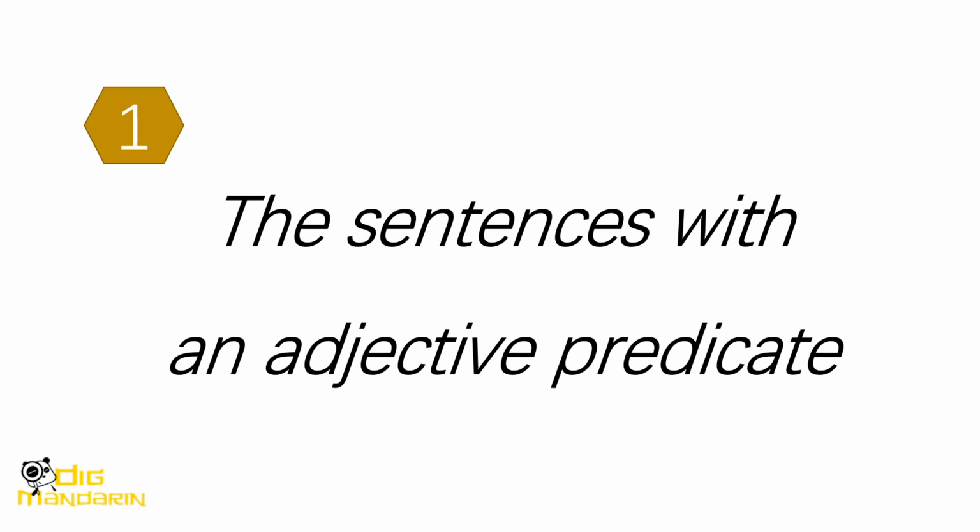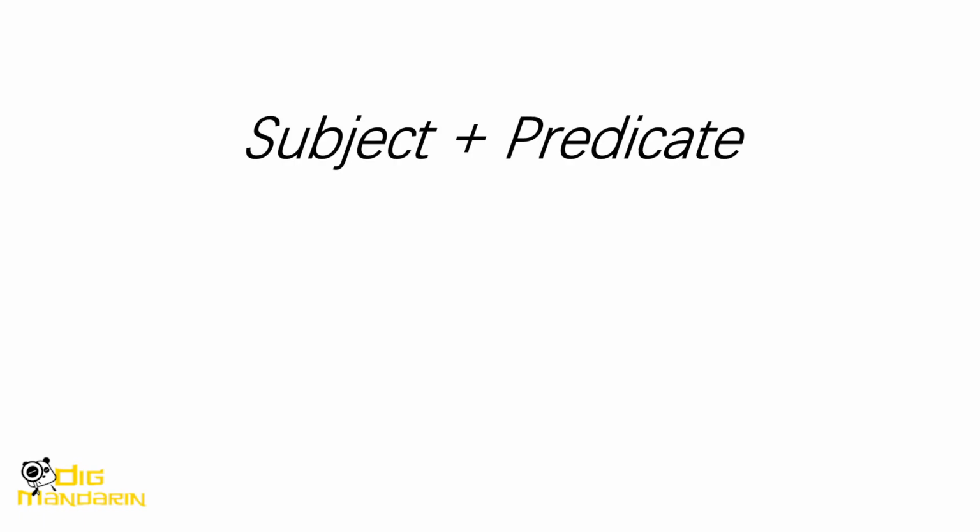So here in this part, we're going to look at some basic sentence structures. So now, let's get into them. Structure 1. The sentences with an adjective predicate. And then let's see how this structure goes. The structure goes: the subject plus a predicate.